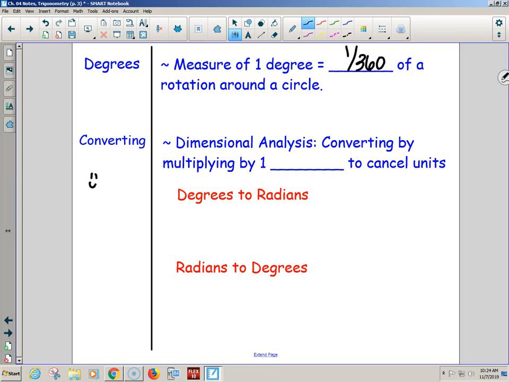It's 1/360th of a rotation around a circle. It's 1/360th of its circumference. But anyway, dimensional analysis, converting by multiplying by 1 creatively. That's what you always do when you build a bridge. 1 foot to 12 inches, 5,280 feet to 1 mile, 3 feet to 1 yard. Yes, I'm just using feet.